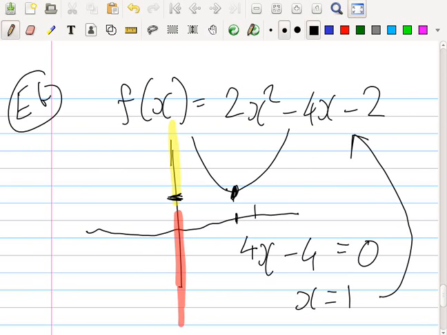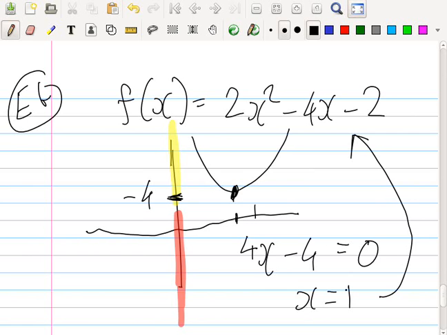Now, that graph is not right. It should be down below, but it's not important. The minimum is minus 4. So can we make all values of y? No. We can make all values from minus 4 upwards, but not below minus 4, because minus 4 is the minimum.